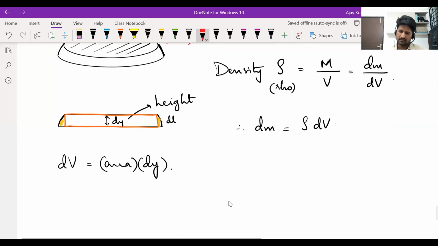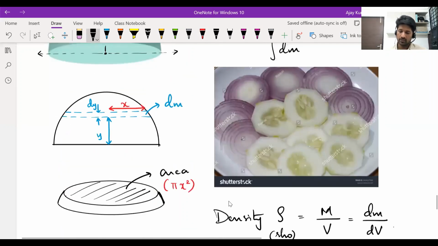But this again leads to a complication. The volume is now pi x square multiplied with dy, where x is a variable. We don't want two variables, we want only one variable. So what you now need to do is relate x and y. Can any of you quickly recollect and tell me how x and y are related? Y is that vertical height, x is that horizontal distance. Pythagoras theorem. Good. R square is equal to x square plus y square.